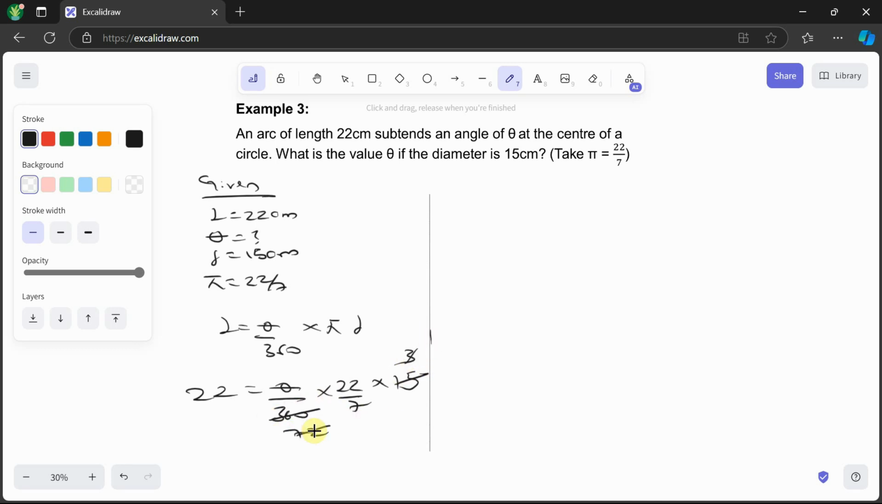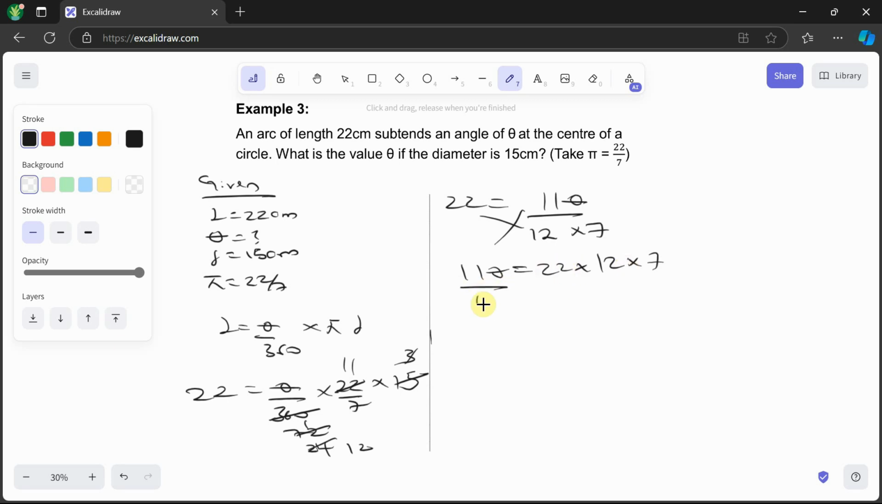3 here 1, 3 here 24. 2 here 11, 2 here 12. So what I have here is 22 is equal to 11 theta all over 12. So I could cross multiply and say 11 theta is equal to 22 times 12 times 7. So before I even multiply, I can divide both sides by 11. 11 cancels 11, 11 here 1, 11 here 2. So theta will just be equal to 2 times 12 times 7, and I will give you 168 degrees.